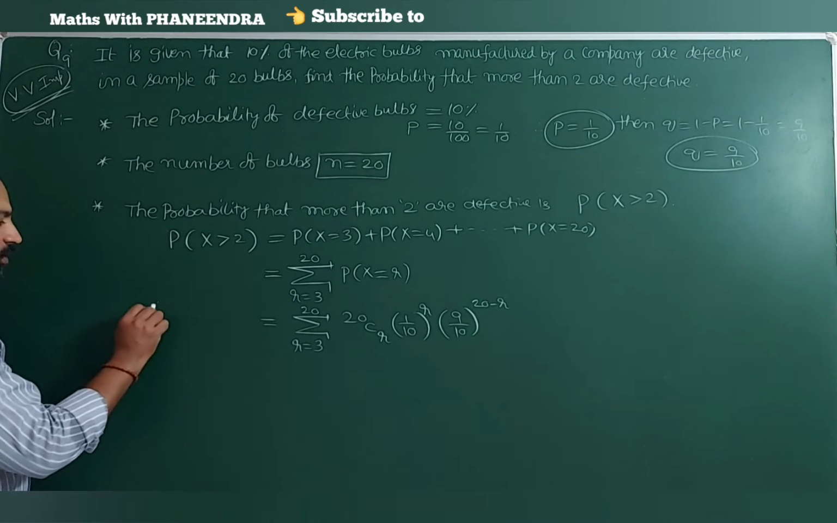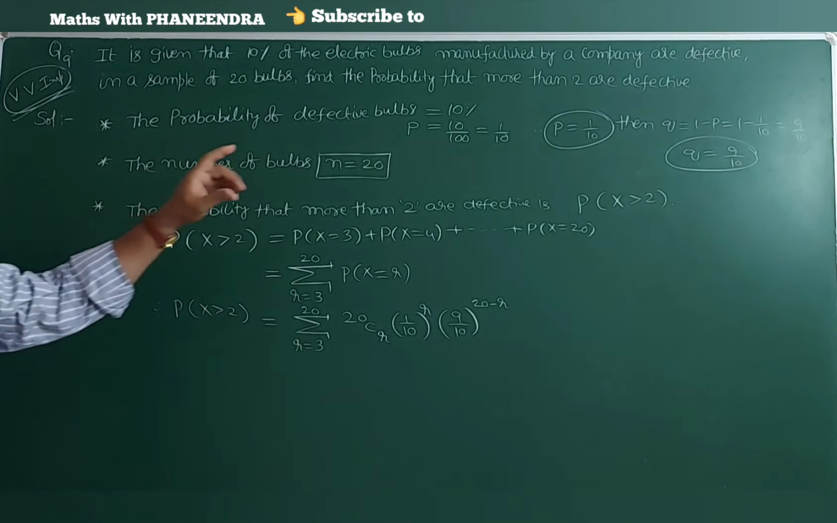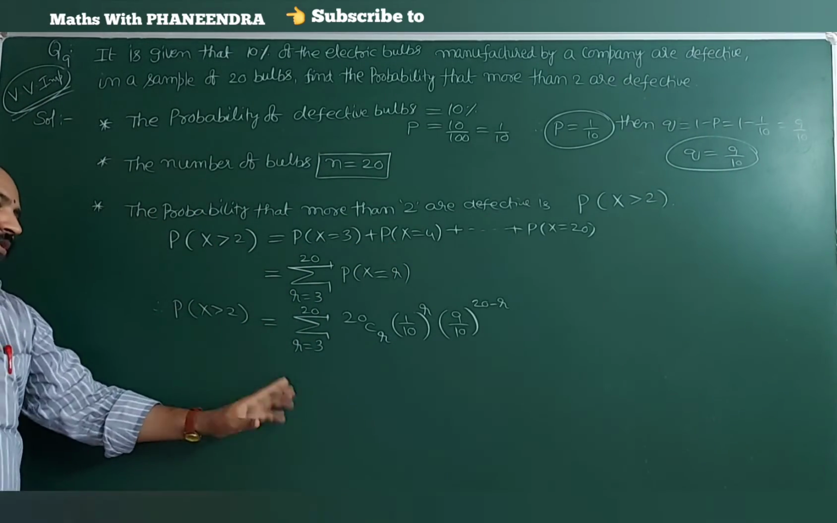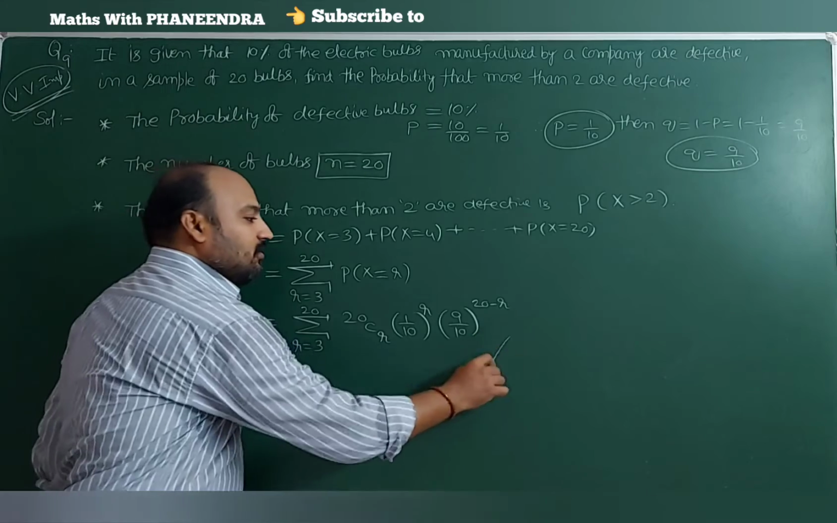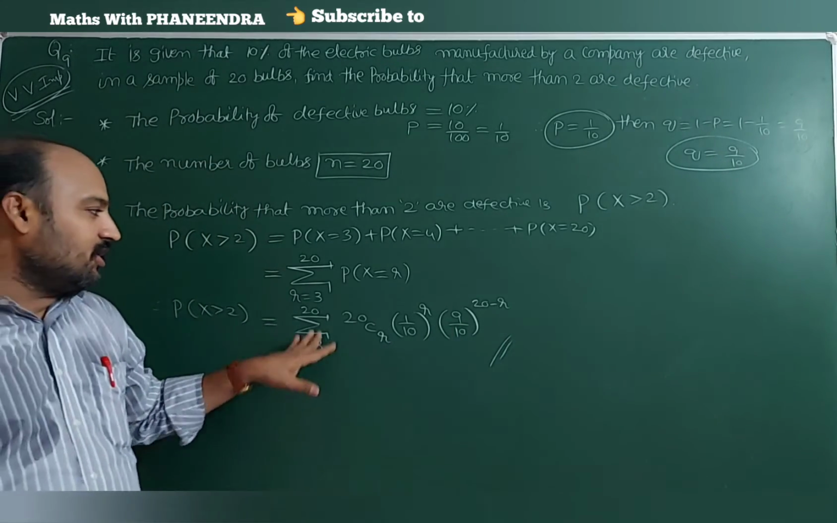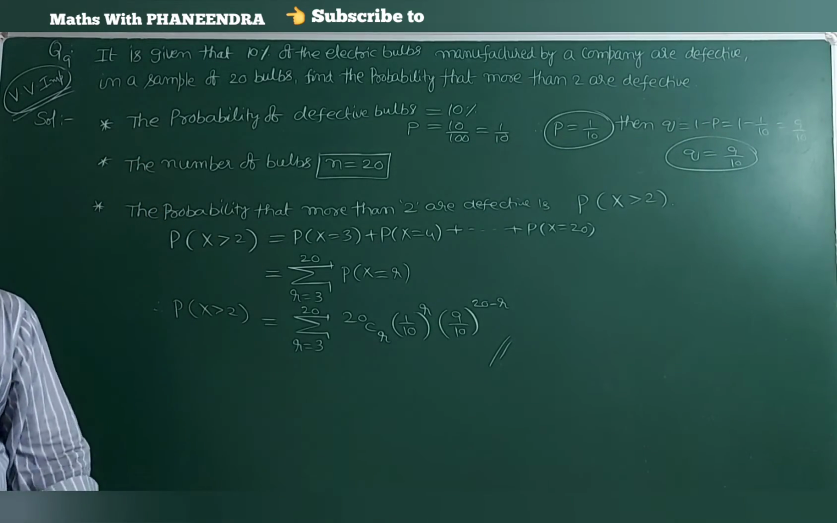That's the answer. Therefore, the probability that more than 2 are defective in the bulbs, P of X greater than 2, is this one. I hope you people understand, students. R equal to 3 to 20. If you substitute, you will get the required answer. We'll move on to the next question.